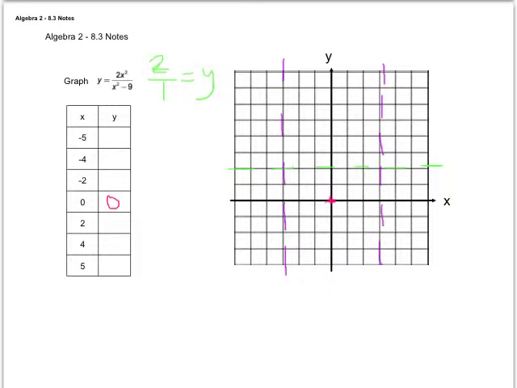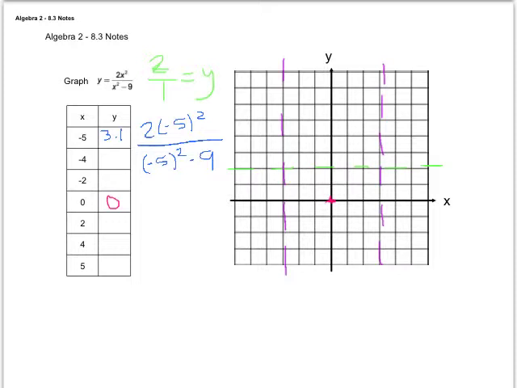So it's going to be 2 times -5 squared over -5 squared minus 9. And please remember, when you are squaring -5, that's -5 times -5, which is a positive 25. Okay? Well, when I do the math on this and punch it into my calculator, I get 3.1.